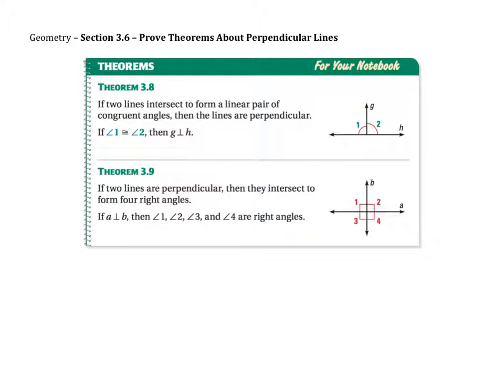The next theorem is actually very blatant. It's something that you probably already assume. It says if two lines are perpendicular, then they intersect to form four right angles. So the theorem stated in terms of the diagram says if line A is perpendicular to line B, then angles 1, 2, 3, and 4 are right angles. So not just one of them is a right angle, all four of them are right angles. And the next couple of examples will be just applying these theorems.